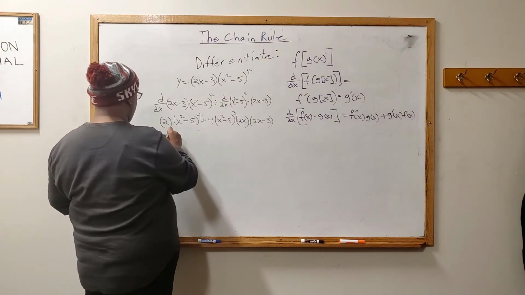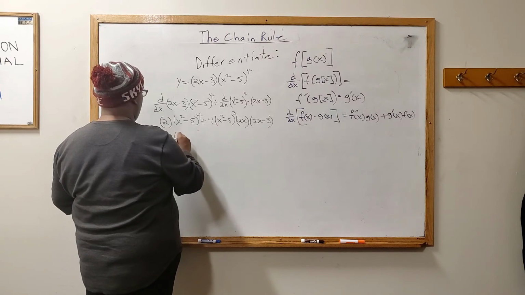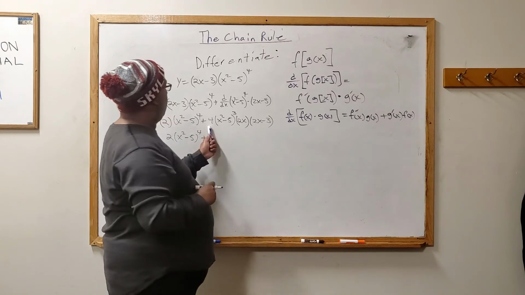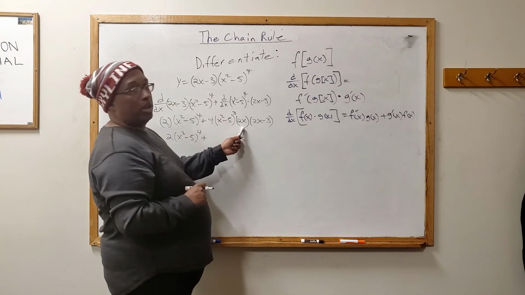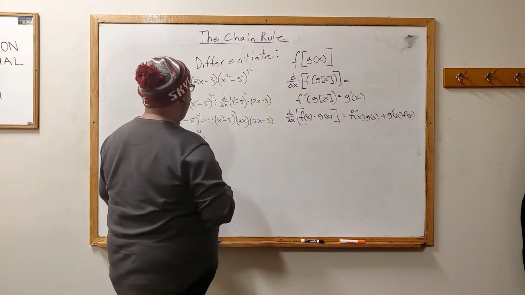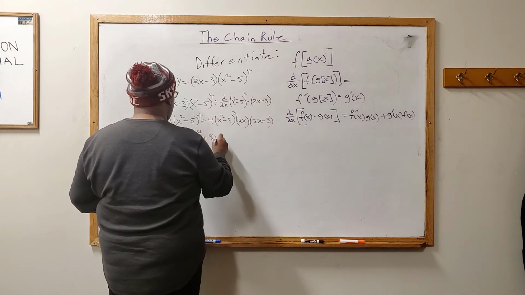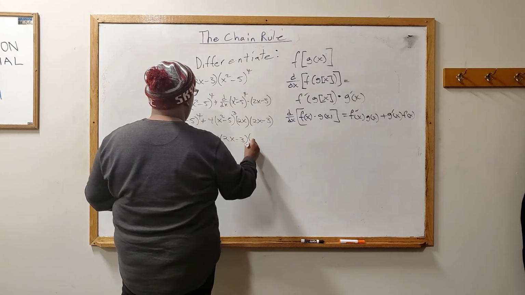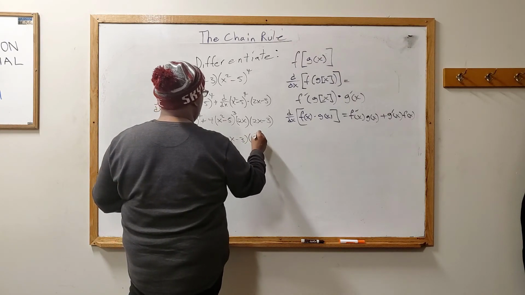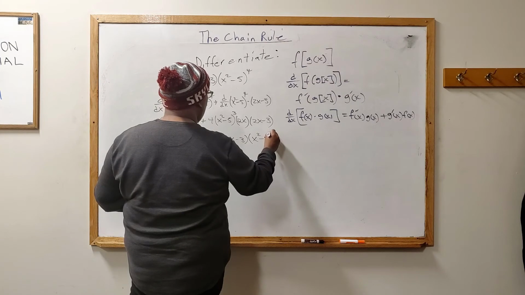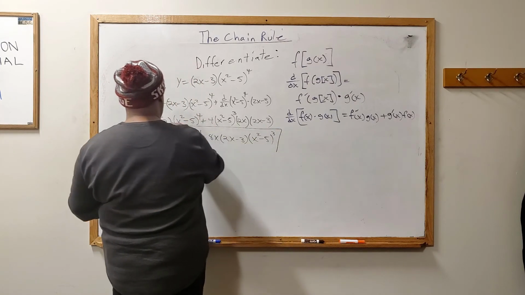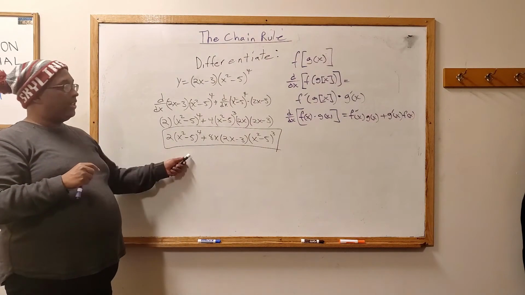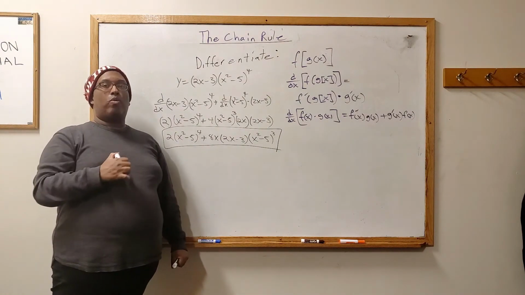So this one stays 2 times x squared minus 5 to the 4 plus 4 times 2 gives us 8. So we have 8x times 2x minus 3 times the quantity x squared minus 5 cubed, and we are done. That's the answer, and I'll be back with one more example.